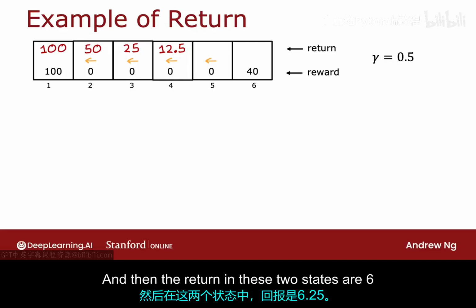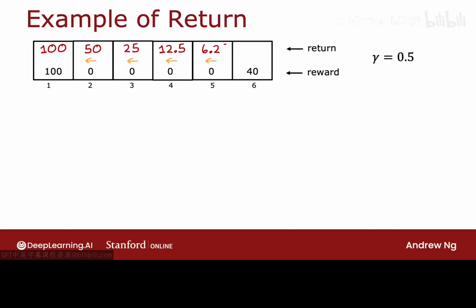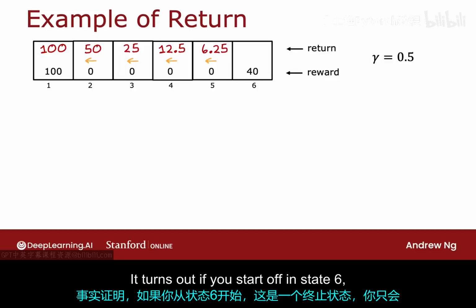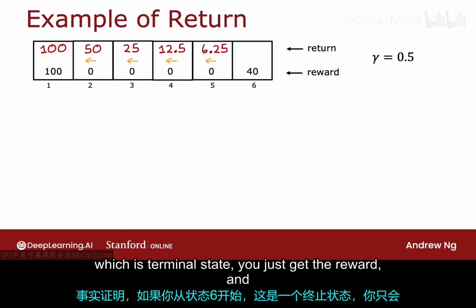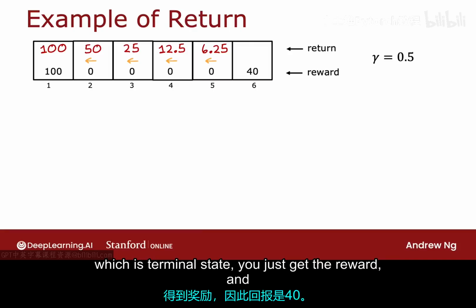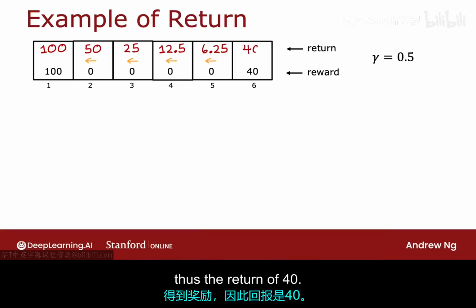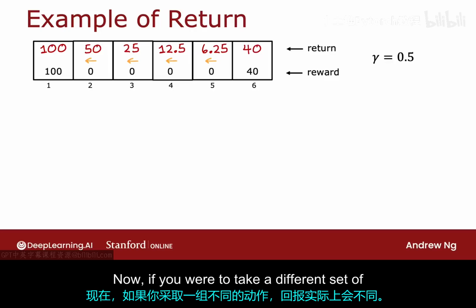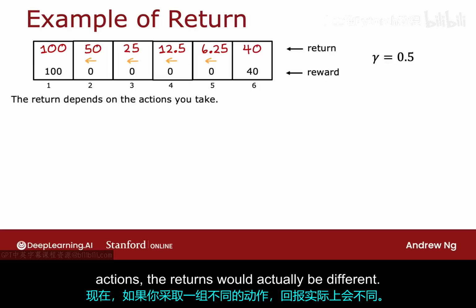And then the return in these two states are 6.25. It turns out if you start off in state 6, which is a terminal state, you just get the reward and thus the return of 40. Now, if you were to take a different set of actions, the returns would actually be different.